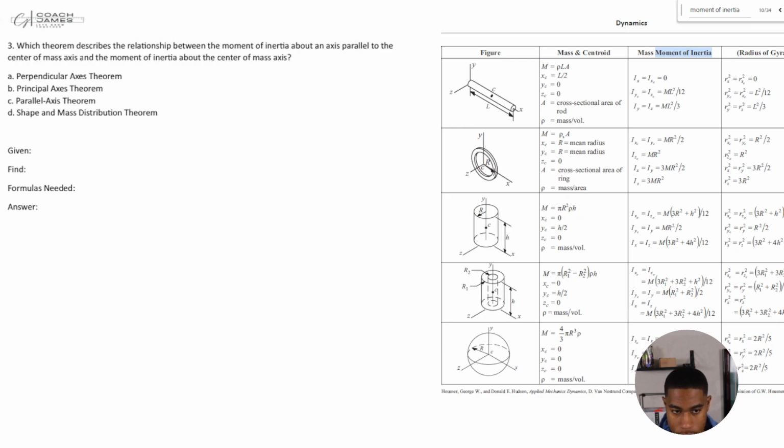Three says which theorem describes the relationship between the moment of inertia about an axis parallel to the center of mass axis and the moment of inertia about the center of mass axis. Okay. So it would be the perpendicular axis theorem. I would say no. But what we can do is we can say, okay, what information do they give us? So our axis parallel to the center of mass.